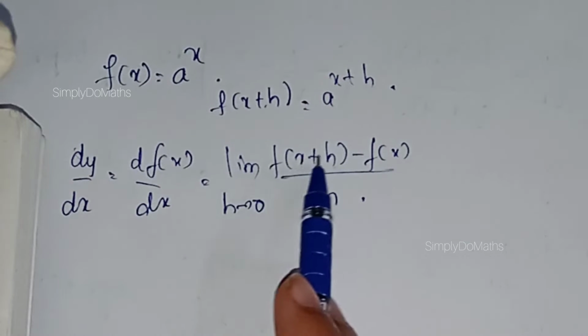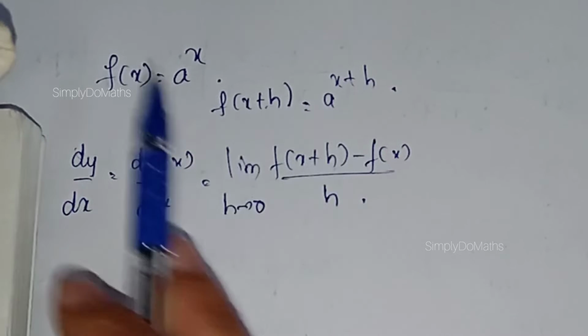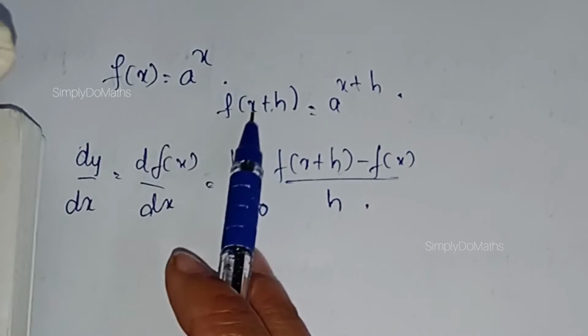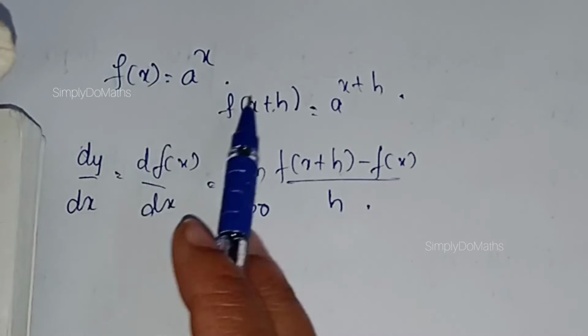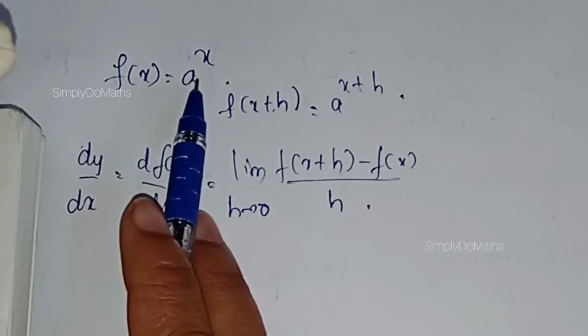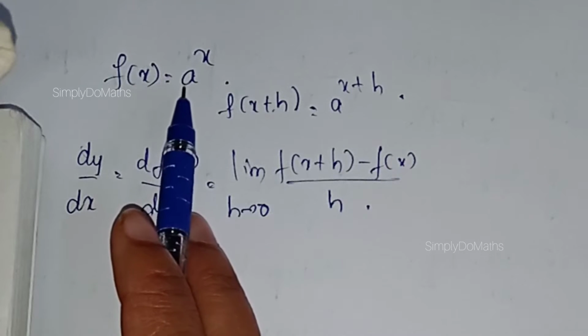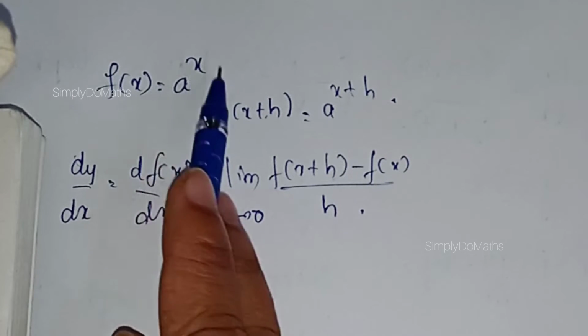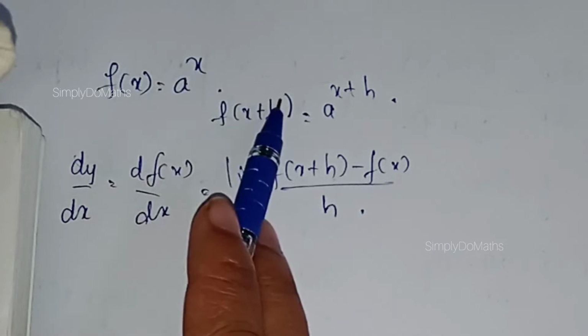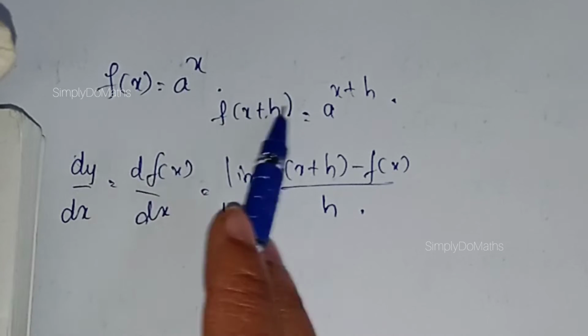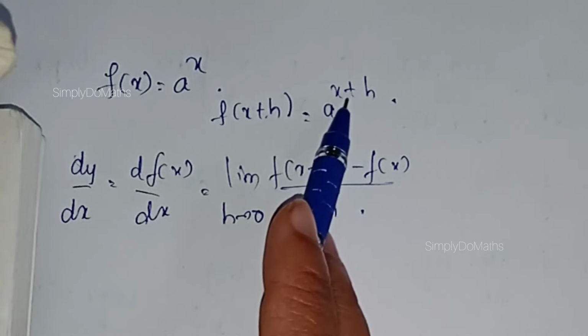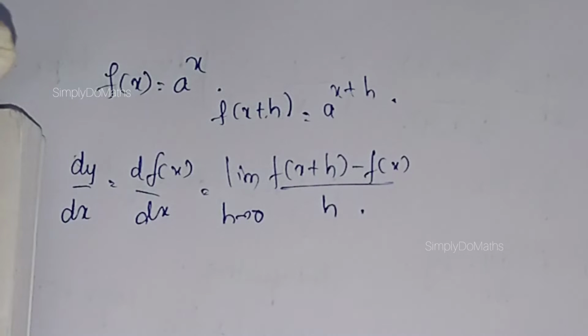We need the term f of x plus h. Whenever we substitute x plus h in the place of x, we get the term f of x plus h. Here we have the function a raised to x. I substituted x plus h in place of x, so this will become a raised to x plus h. By the first principle method, we can find the derivative of a raised to x.